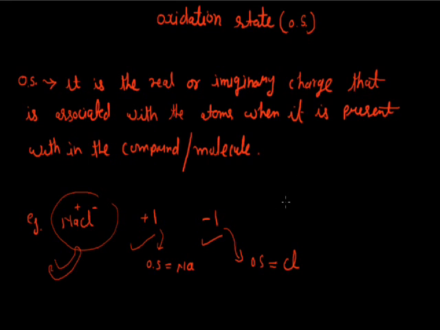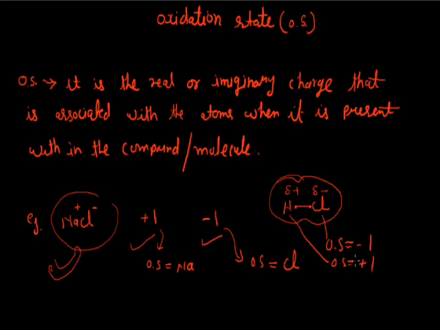Similarly, if we take an example of HCl, it is a covalent compound, but due to higher EN, the electron pair shifted towards Cl. So here the Cl is delta negative and H is delta plus. In this example, Cl carries a negative charge and hydrogen carries a positive charge, but this charge is called an imaginary charge. In this example, OS of the Cl becomes -1 and OS of the hydrogen becomes +1. So we can see that if we take an example of a covalent compound, then the charge becomes imaginary, and if we take the example of an ionic compound, then the charge becomes real.